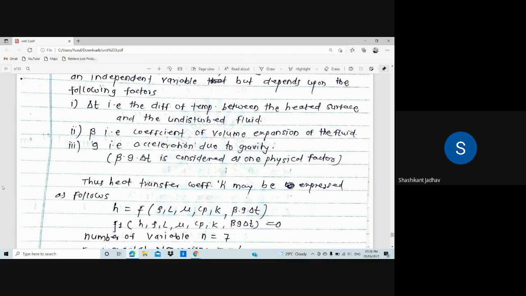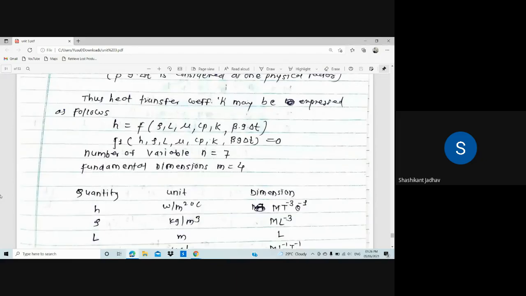Instead of these three factors, we have to consider only one factor. So beta g delta T is considered as one physical factor. Okay, we do not consider these three separately; we consider a single factor, that is beta into g into delta T, as one physical factor.